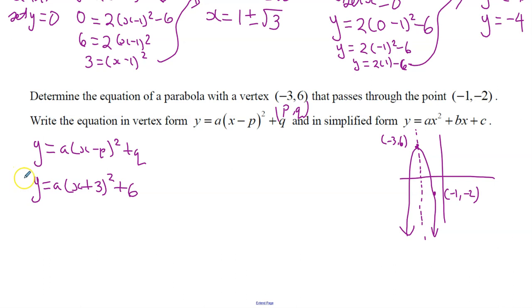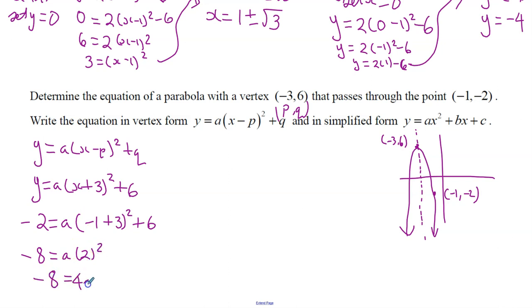All right, what else do we know? We know a point. So into this equation, we're going to substitute the point negative 1, negative 2. Negative 2 is equal to a times negative 1 plus 3 squared, plus 6. We're going to solve for a, which we know has to be negative. Let's find out. The 6 can come over there, so negative 8 is a times negative 1 plus 3, which is positive 2, squared. Negative 8 is 4a, and a is negative 2, which is good, because it's supposed to be negative. So now we know our a, the one thing we were missing in the equation. So in vertex form, y is equal to negative 2 times the quantity x plus 3 squared, plus 6.